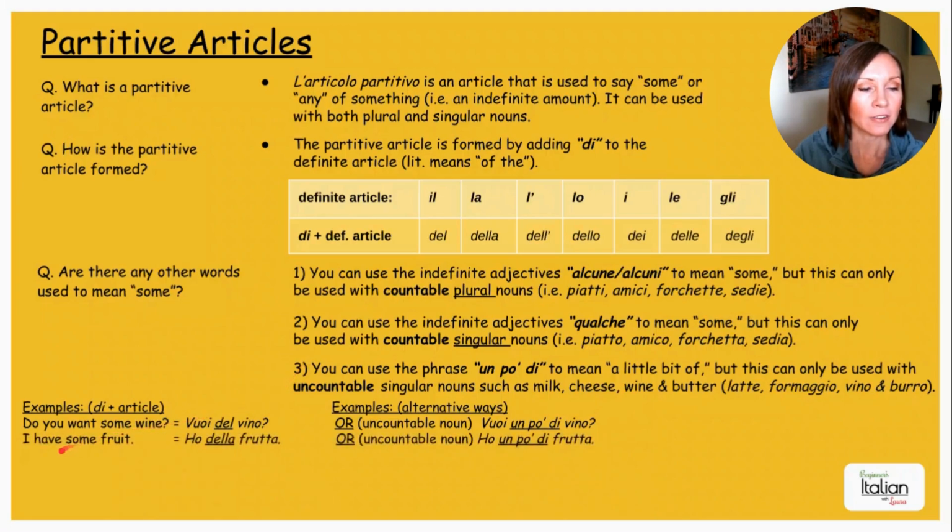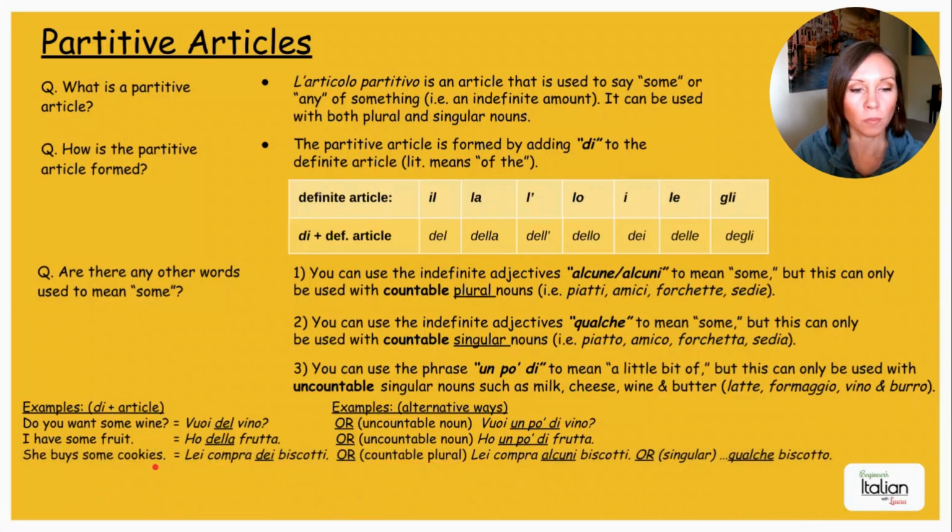I have some fruit. Ho della frutta. Or, because it's an uncountable noun, we could say ho un po' di frutta. Okay, just like up here, un po' di frutta. She buys some cookies. Lei compra dei biscotti. Okay, so we have dei, which is up here, because biscotti is plural.